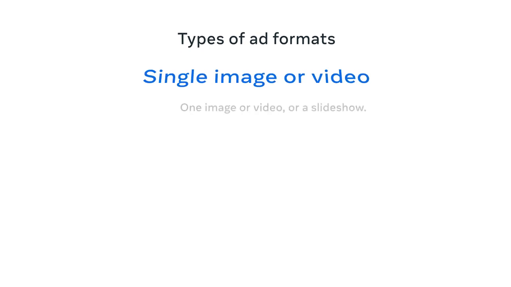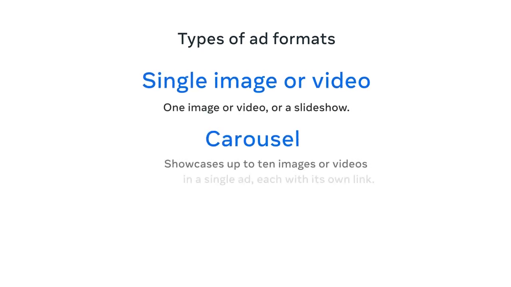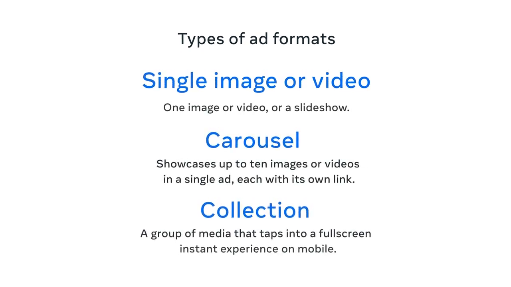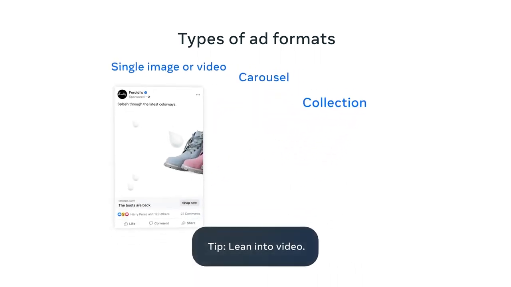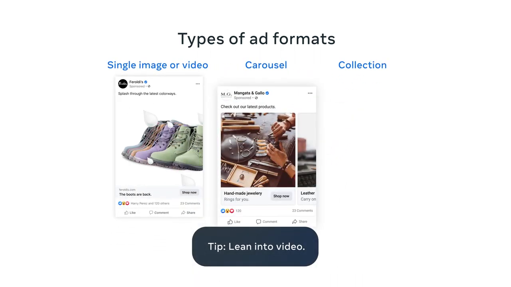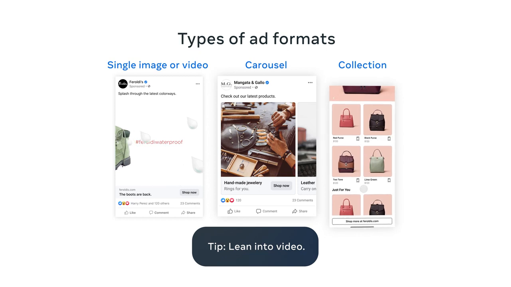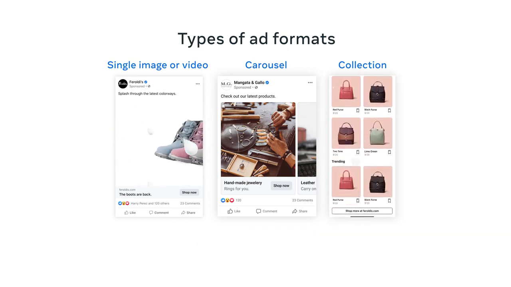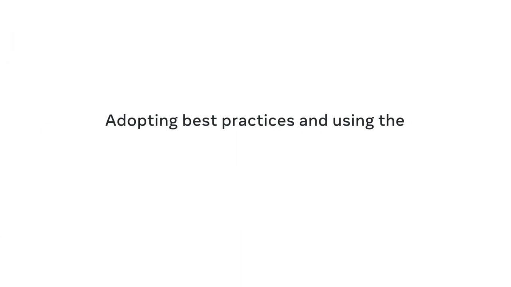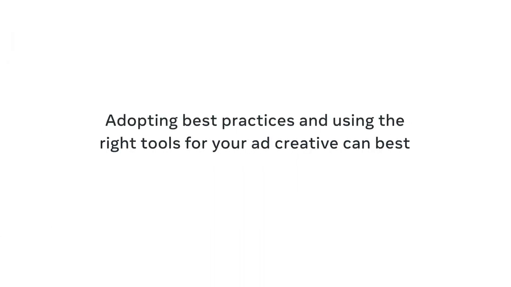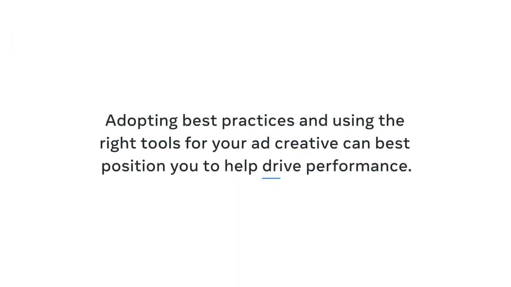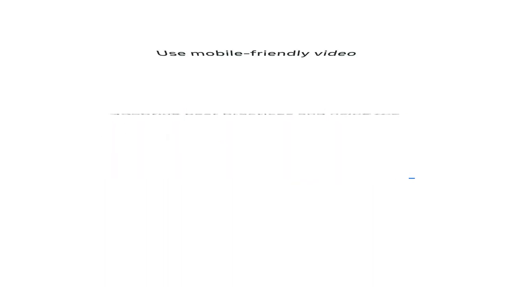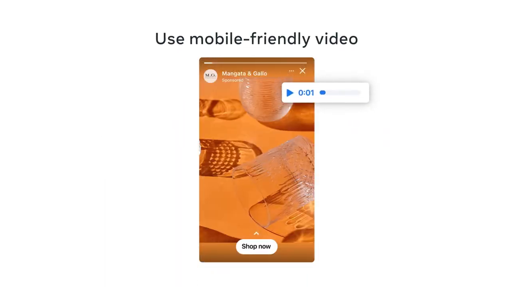There are 3 types of formats you can choose from: single image or video, carousel, and collection. Lean into video when possible. Video ads are a great way to connect with your audience to help drive sales, increase reach or followers, and lower cost per action. Adopting best practices and using the right tools for your ad creative can best position you to help drive performance.